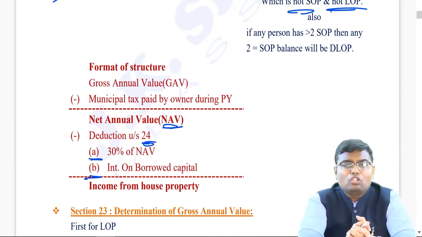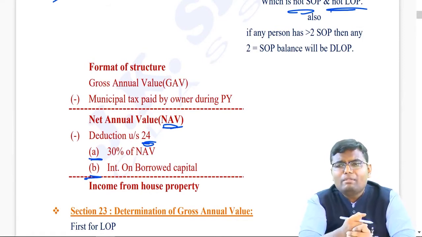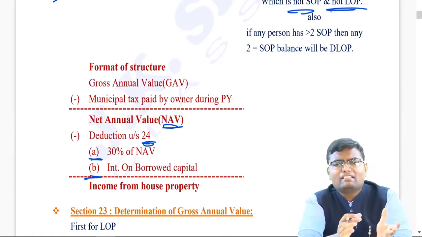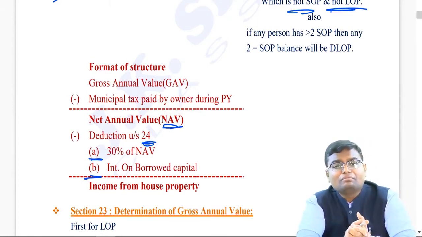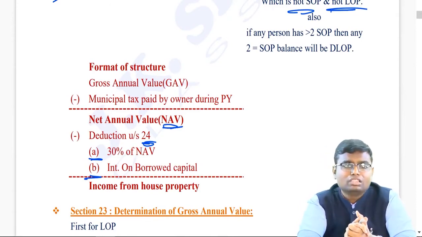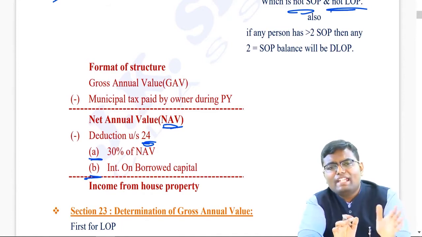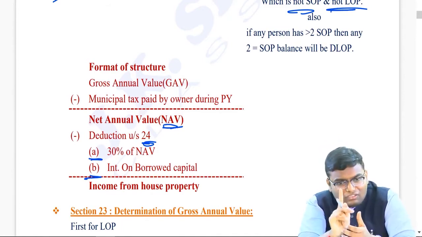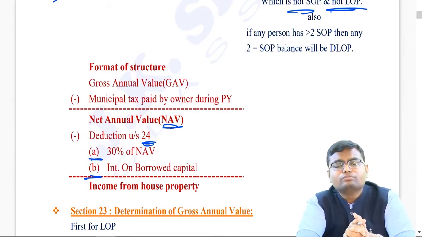Now what is 24 clause A? See what the government said: for a house property you may be claiming electricity expense, maintenance expense, security guard expense, watchman expense, sweeper expense. There are so many expenditures that you can claim and you can make your income from house property zero. We don't want it. And that's why we will be giving you a standard deduction, 30% of NAV. So from NAV, the first deduction will be Section 24 clause A, 30% of net annual value.